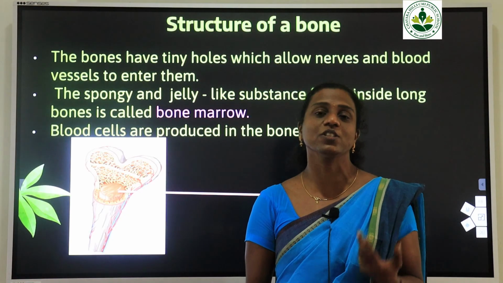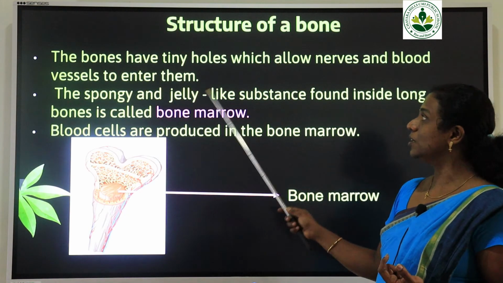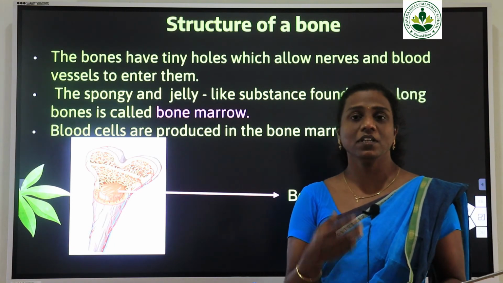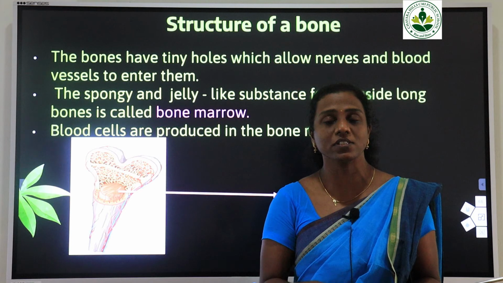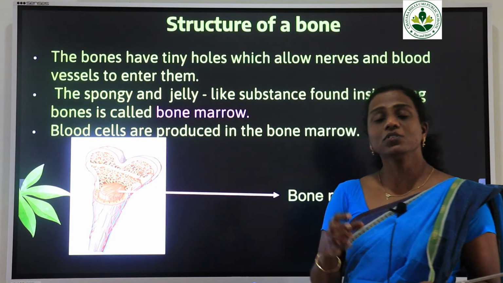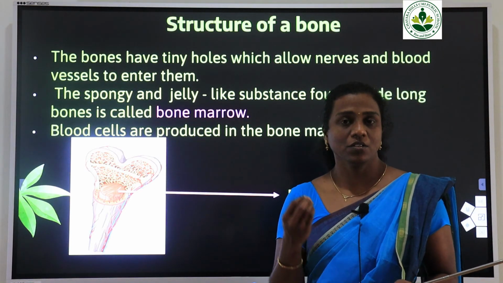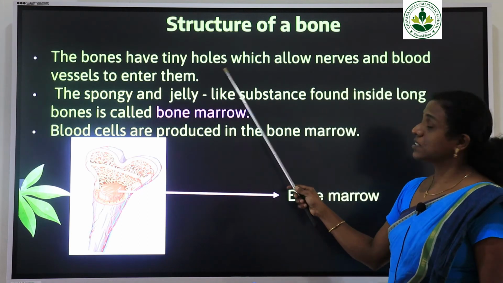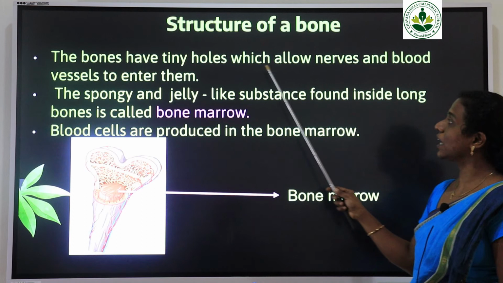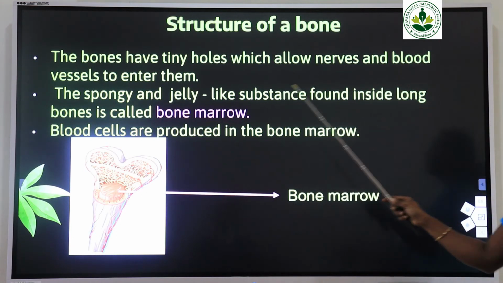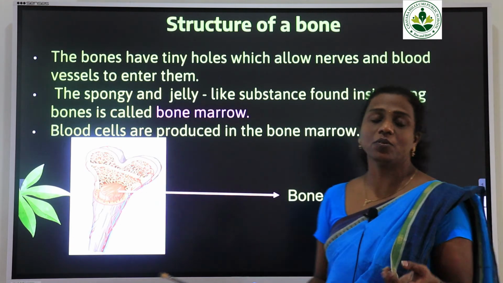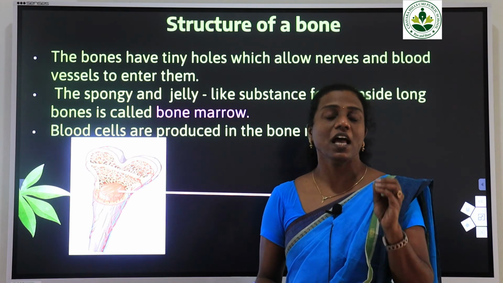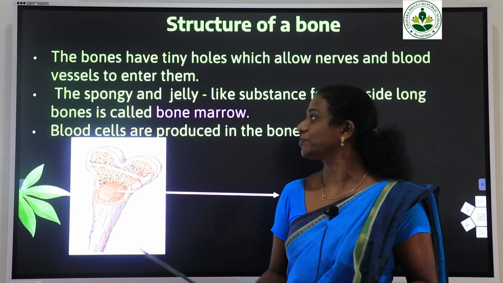So what may be the actual structure of bone? The bones have tiny holes within them. Can you say why such holes are allowed there? Because the bones also need some nutrients. The tiny holes allow nerves and blood vessels to enter them. Only when they have tiny holes can the nerves and blood vessels enter them.